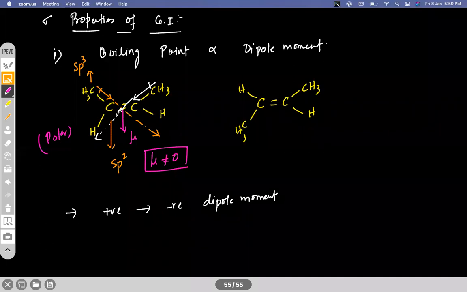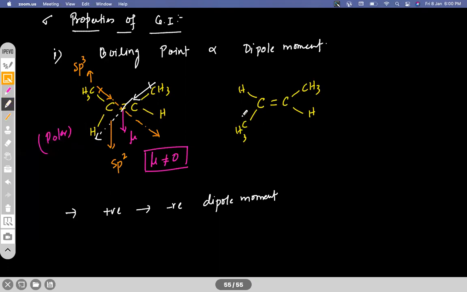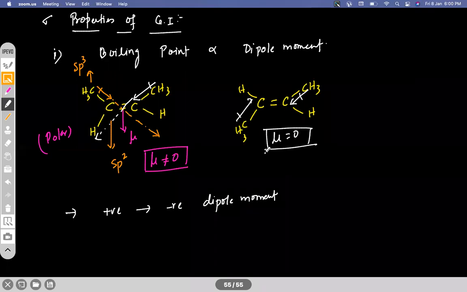Clear? So for cis, we have some net dipole moment. Similarly, here also, positive to negative like this, and positive to negative like this. So these two will cancel out, and mu is equal to zero for trans. So we can say cis will have more dipole moment than trans. Write it down. The dipole moment of cis is more than that of trans.